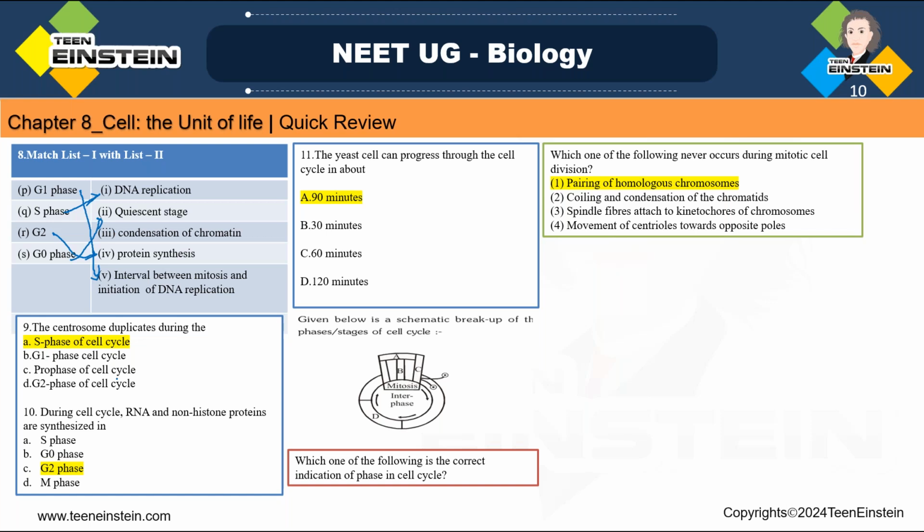Next question. The centrosome duplicates during: option A, S phase of the cell cycle; option B, G1 phase; option C, prophase of the cell cycle; option D, G2 phase of the cell cycle. So among these, in which one does the centrosome duplicate?